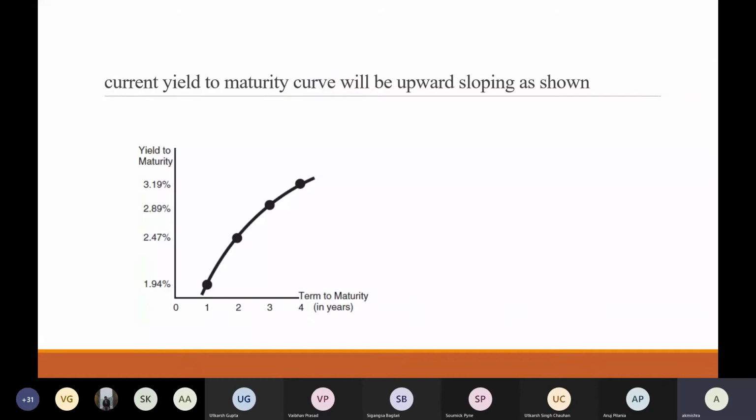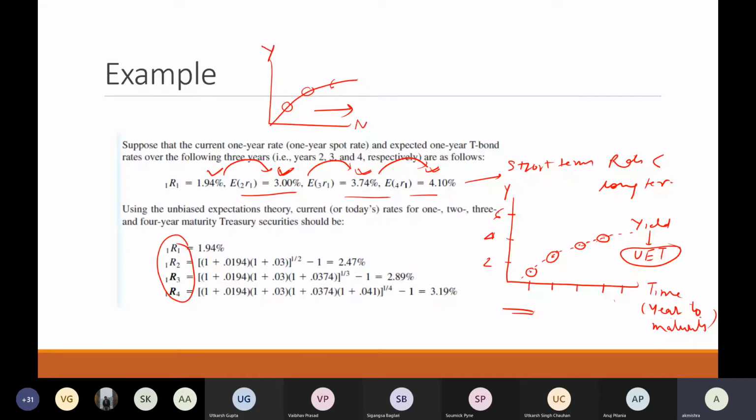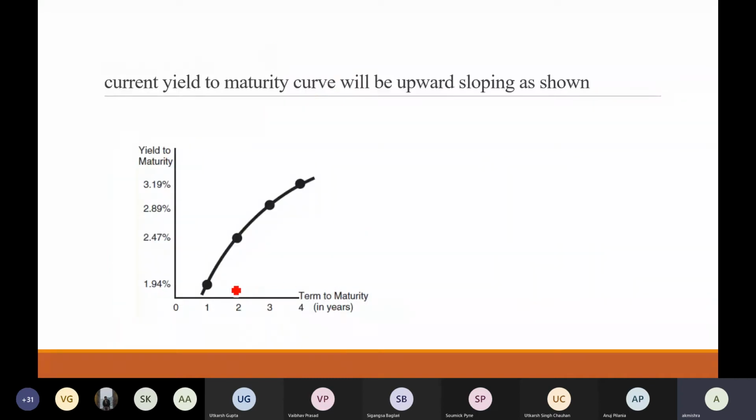And in the same way, like I have already plotted here. So if we draw, we have this kind of upward sloping yield curve at different maturities. So this graph we are getting from the unbiased expectation theory argument. We use what the theory suggests, and then based on that we have drawn this graph. Any questions do you have?